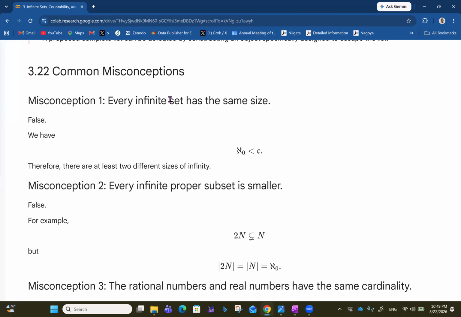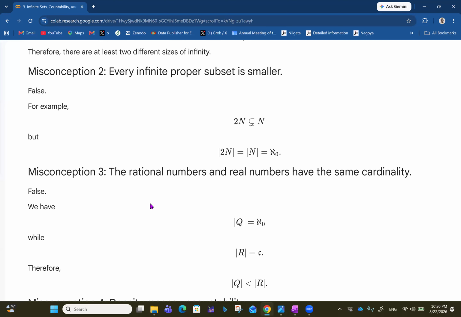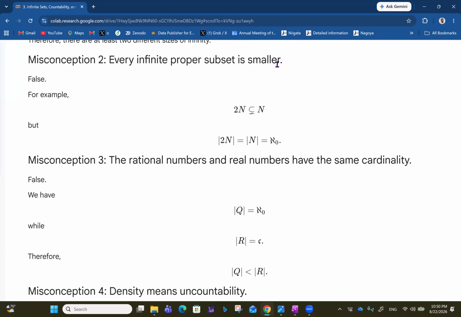So we have some common misconceptions here. Misconception one: every infinite set has the same size. That is false, because aleph zero is less than the continuum cardinality. Therefore, there are at least two different sizes of infinity. We have established two different sizes of infinity so far: aleph zero for countably infinite sets, and continuum cardinality for uncountable infinite sets. Misconception two: every infinite proper subset is smaller. That's false also. For example, 2N is a proper subset of N, but their cardinality is the same, aleph zero.